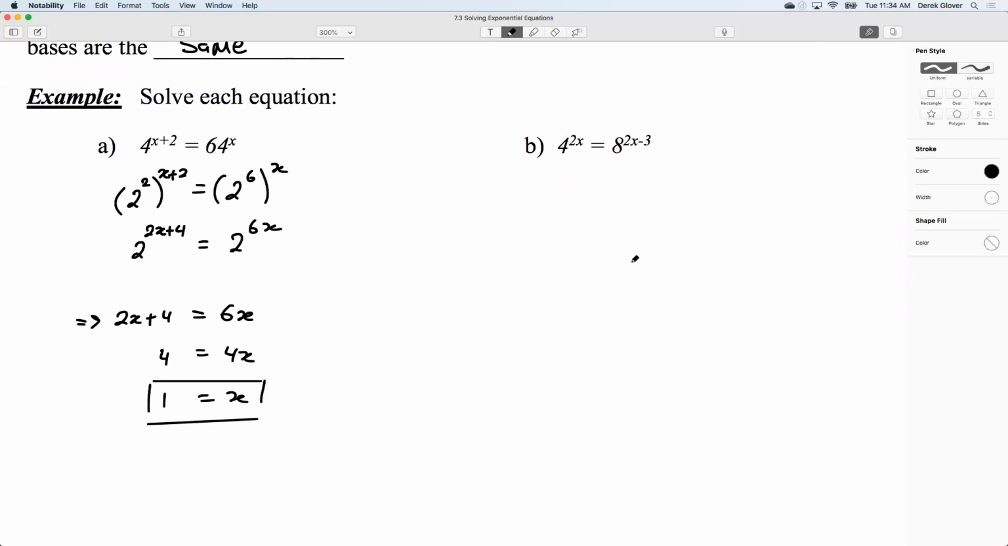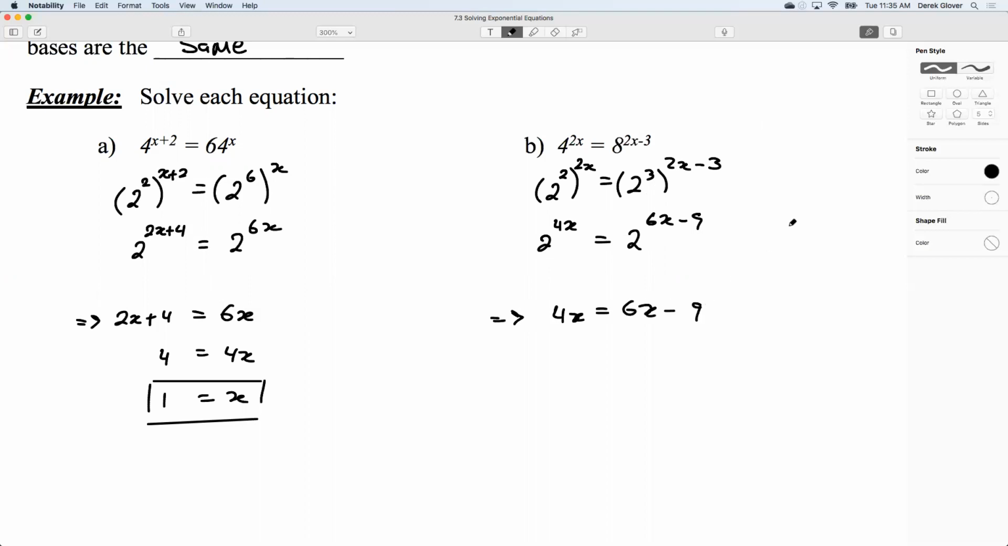On the other side here, we can write 4 as 2 squared to the power 2x. And we can write 8 as 2 cubed to the power 2x minus 3. The left-hand side will become 2 to the power 4x, and the right-hand side will become 2 to the power 6x minus 9, and that's just 3 times 2x minus 3. We can scrap our bases now. We can go straight into the exponents. 4x must equal 6x minus 9.